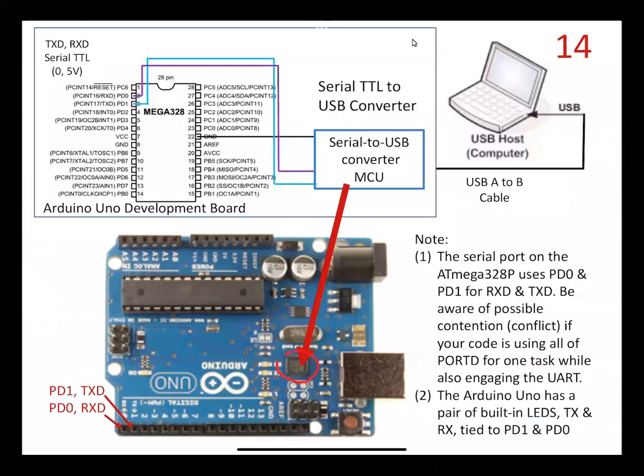But it actually has a second microcontroller on the board. I mean, this is our Atmega 328P. This is the chip that we're always working with, right? That's our target. But there's yet a second microcontroller that exists on that board, and it's programmed to serve as a converter between serial and USB.